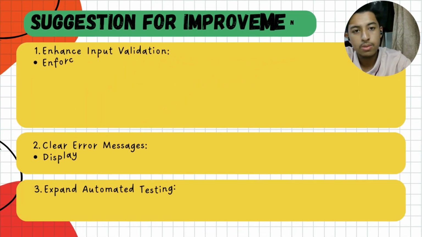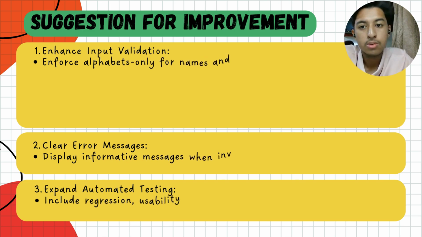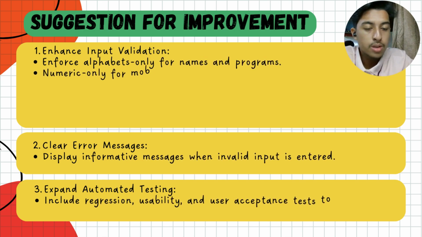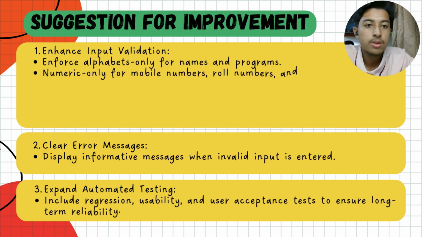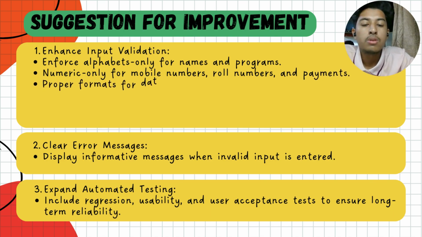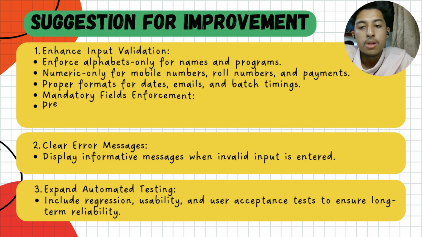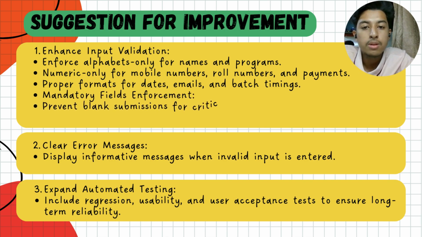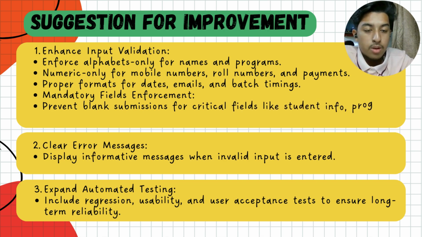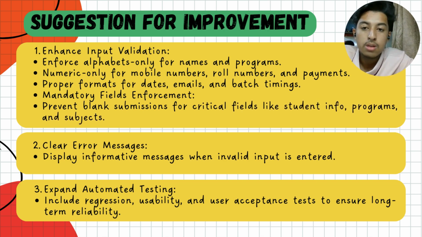Alright, welcome back. So now we look at suggestions for improvement for this software testing using Cypress. The first is enhance input validation. So we must enforce alphabets only for names and program in the system. Then numeric only for mobile numbers, roll numbers, and payments. And then third, the proper formats for dates, emails, and batch timings.